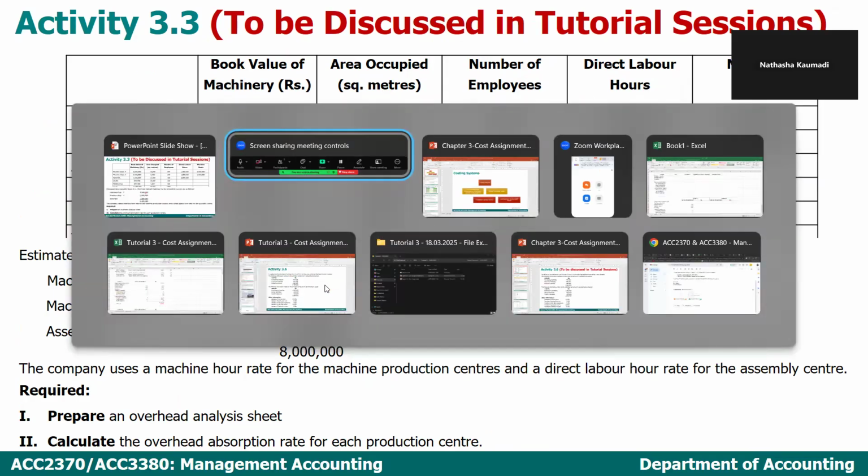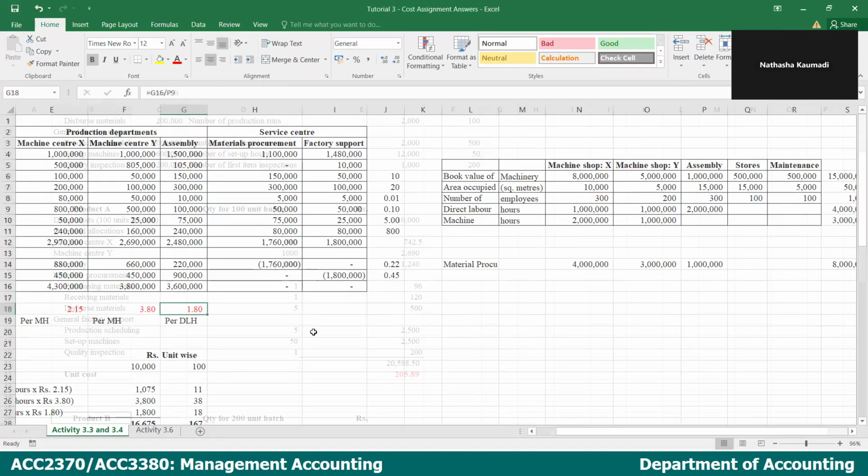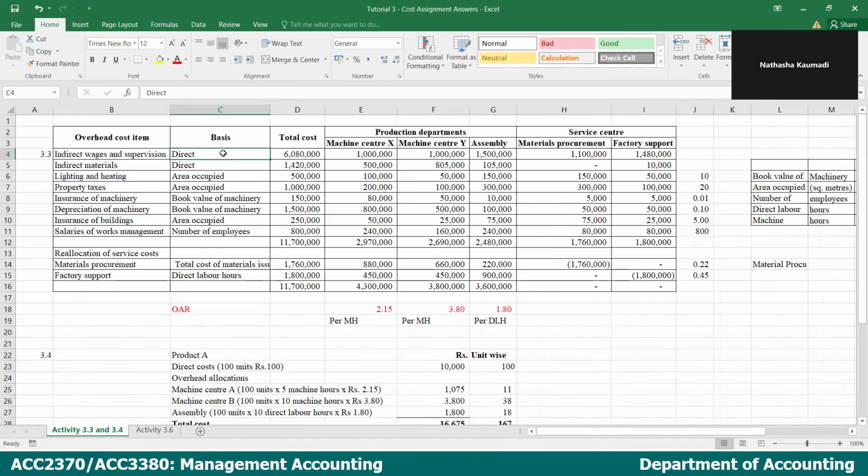If I show you the answer we got, this is what we did. We prepared the overhead analysis sheet like this. I told you these are the columns we use. We have 3 production departments and 2 service departments. For each overhead cost, we write the basis and we write the total cost, which is taken from the question itself. Some costs are directly allocated, so we write the basis as direct.